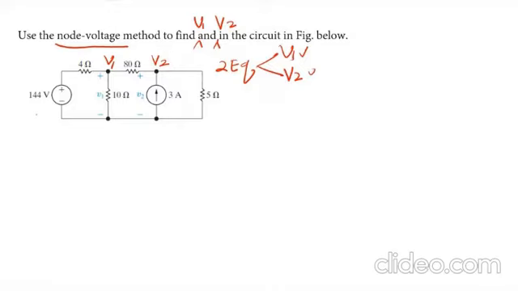Okay, again, let's do it together. For node V1, what is your equation? First, put the current directions. I always like to put them all leaving this V1 node. All leaving, so you just sum everything and set it equal to 0.